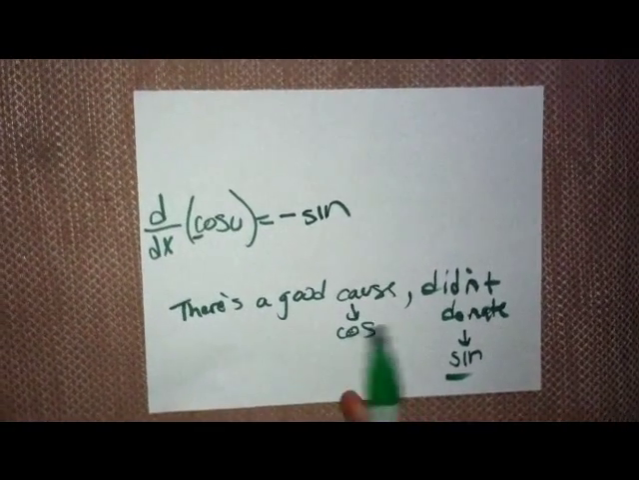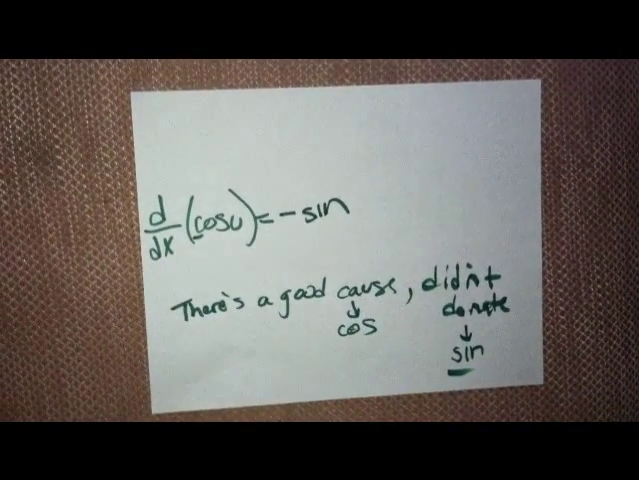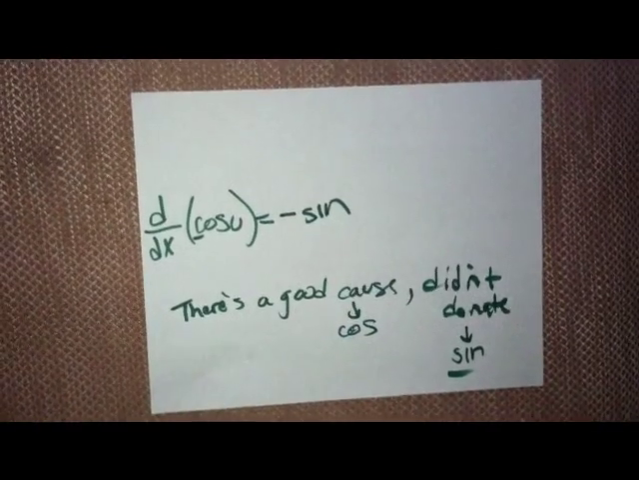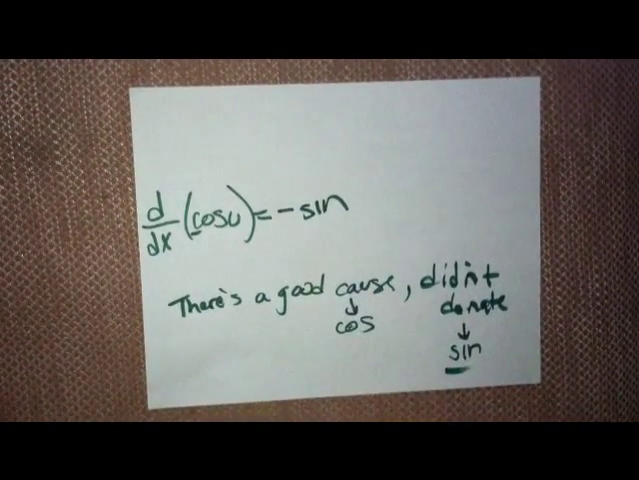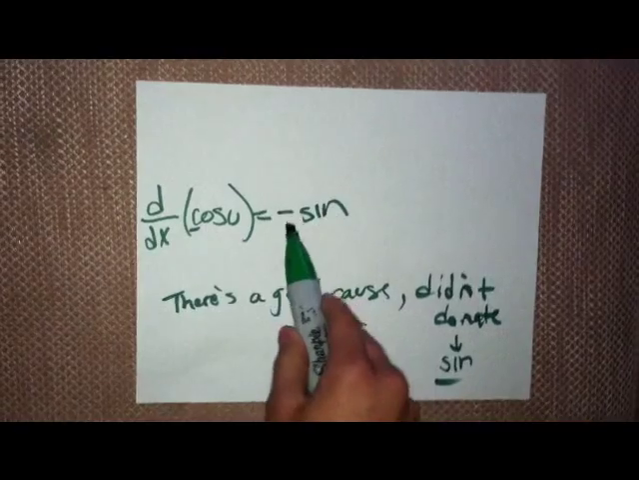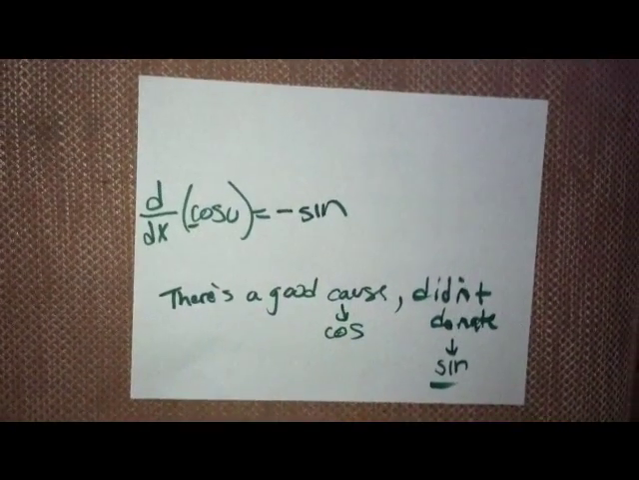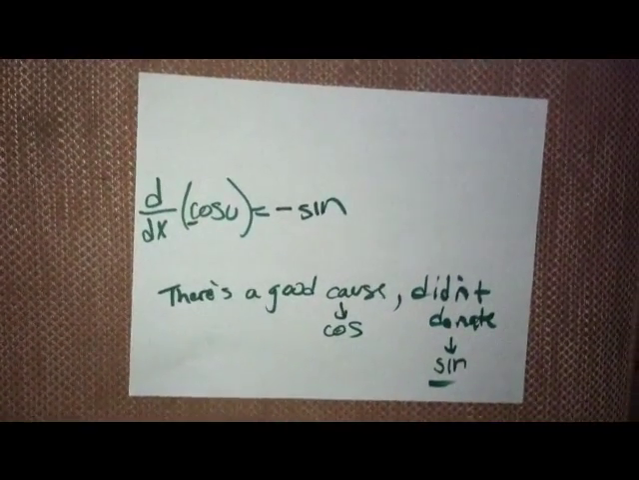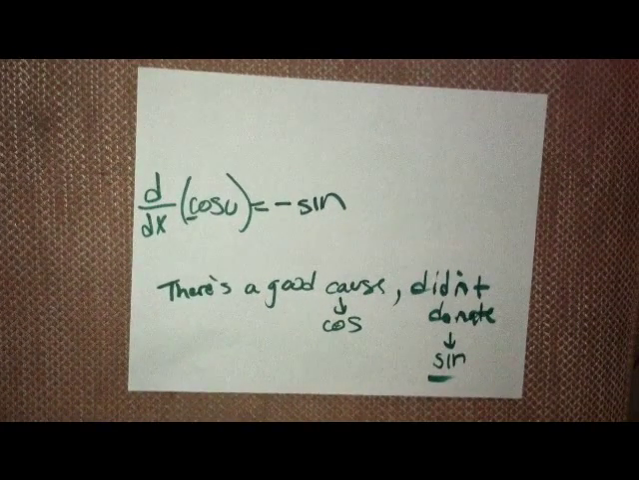So it's a good cause, that's going to make you think of cosine, but you didn't donate to it, and that's a sin. And so that's where you got that sine from. And remember, the negative, if it starts with a c, first thing you want to put down is that negative sign. And that's how you remember the derivative of cosine.